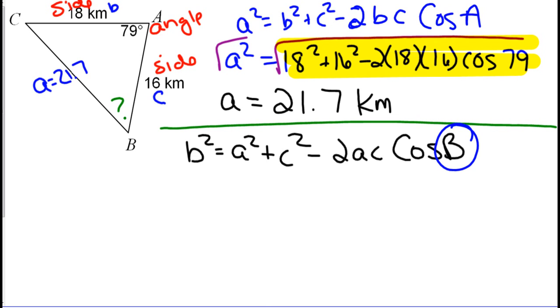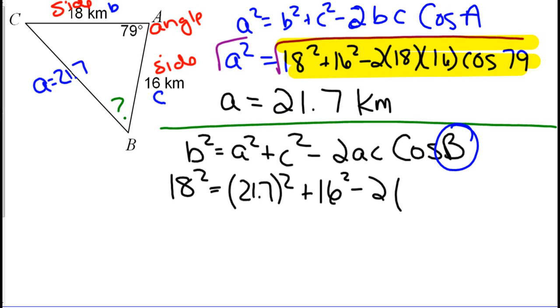So I'm going to plug in everything that I know. And I know that B is 18, so 18 squared equals 21.7 squared plus 16 squared minus 2 times my A, which is 21.7, and my C, which is 16, times the cosine of B. Okay, there's a lot of stuff there, right?